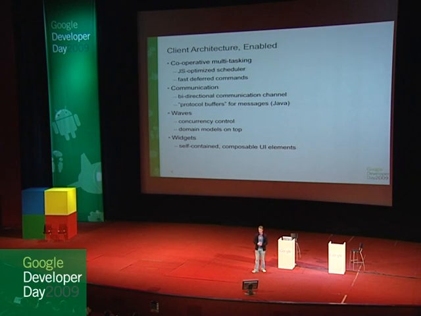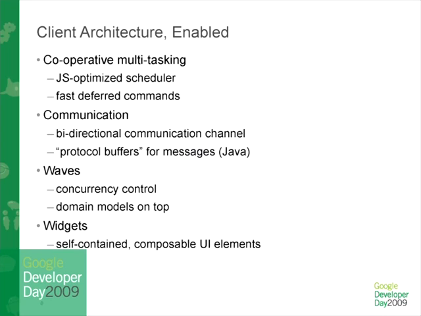So the next point, on top of the scheduler, is our communication stack. Our Wave client runs a bidirectional communication channel with our servers. It's a Comet-style communication channel, and the messages we get sent as JSON. The structure of these messages is defined in something called protocol buffers. This is a piece of Google technology that was open sourced earlier this year or late last year. It's very much like an XML schema. It's just a basic specification of structure.